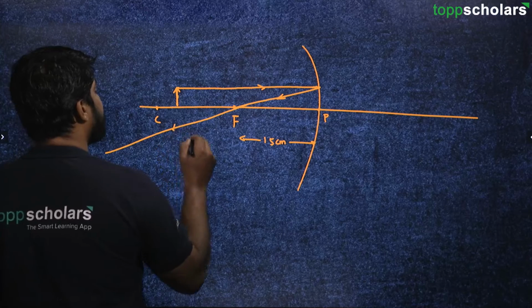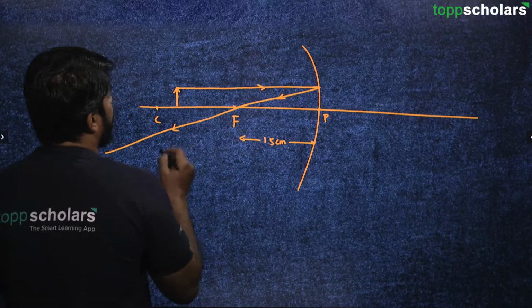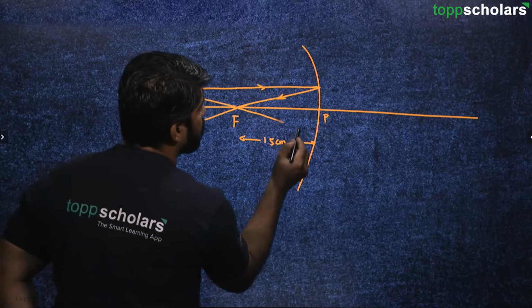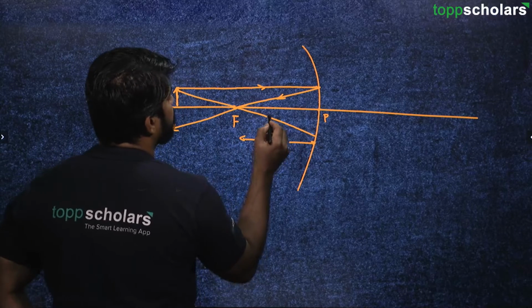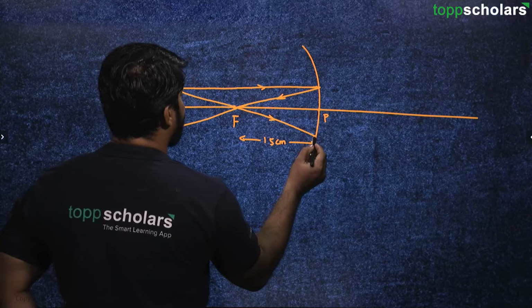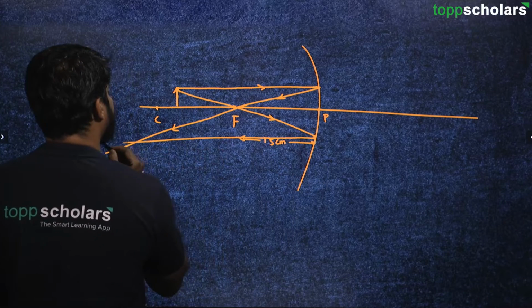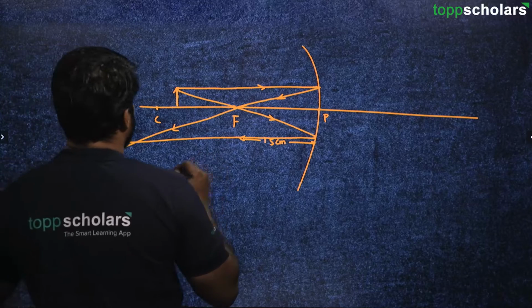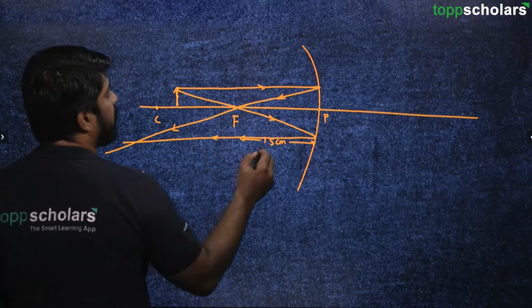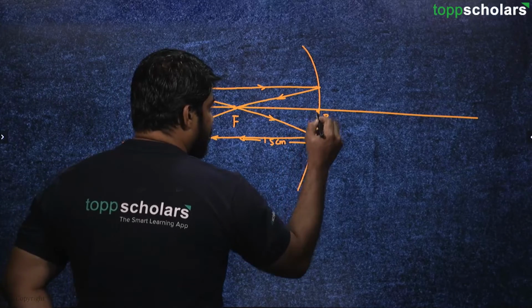And this ray, let's say it goes in this direction, and then the second ray that we are going to consider is the ray that is passing through F, isn't it? So the ray which travels through F is going to travel straight, somewhat like this. And then another ray that we are going to consider is the ray which is incident at the pole.